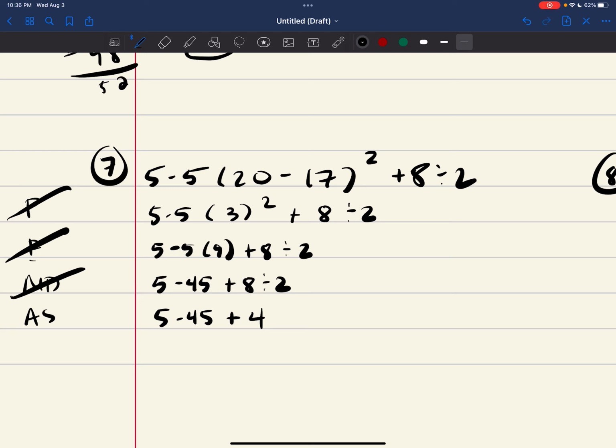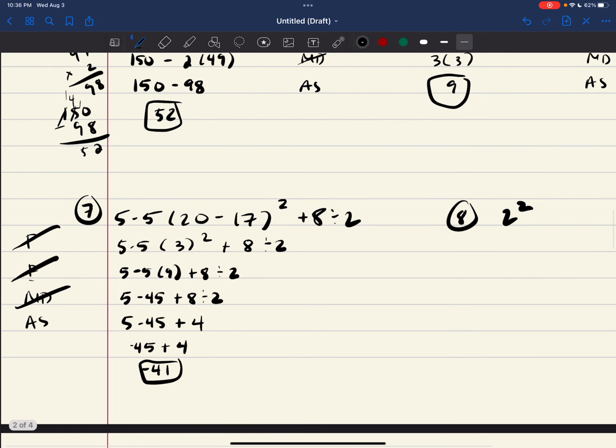Do I see addition? Do I see subtraction? We have to do whatever appears from left to right. So I see 5 minus 45. I'm going to handle that operation first. 5 minus 45, which is going to be negative 40. Yes, we can have negative numbers, so negative 40 plus 4. If I put that in my calculator or do the math in my head, that is going to give me negative 36. That is my answer. Okay?